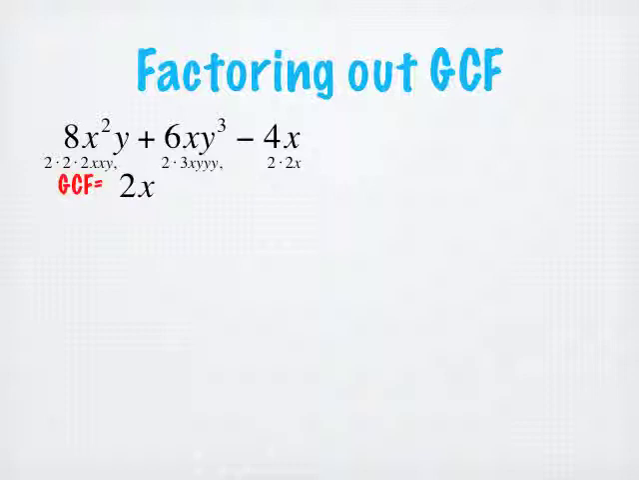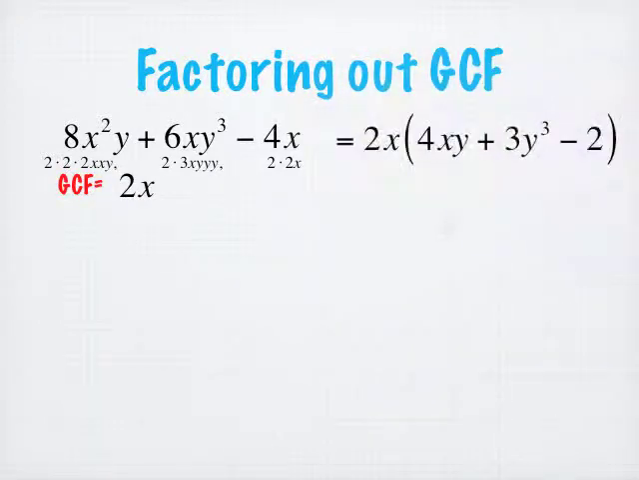Now I'm not done. I found my greatest common factor, but I want to factor it out. So if I pull 2x out of the first term, if it's helpful, look at how that first term is broken up. It's got 2, 2, 2, x, x, and y. If I take out a 2 and take out an x, what's left behind? Well, I'd have two 2's, so I'd have 2 times 2, which is 4, and then just an x and a y. That's what would be left behind if I take 2x out of the first term.